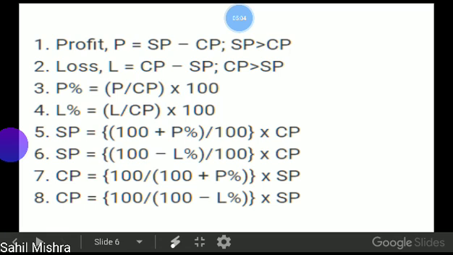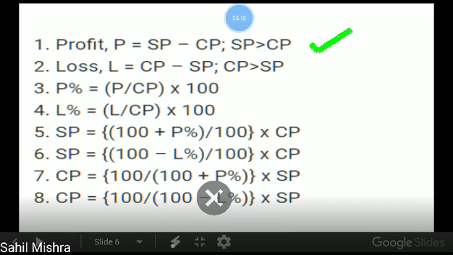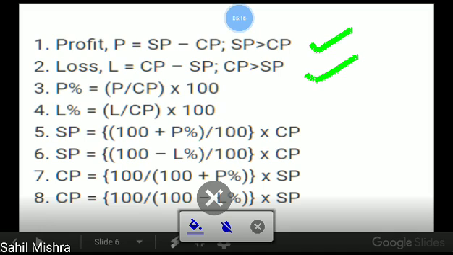Now there are some formulas which are very important. As we have already discussed, profit equals SP minus CP because SP is greater than CP. Second, loss equals CP minus SP because CP is greater than SP. Profit percent is profit upon CP into 100, and loss percent is loss upon CP into 100, because we always calculate profit percent or loss percent upon CP.